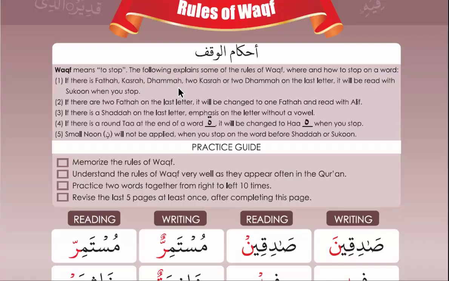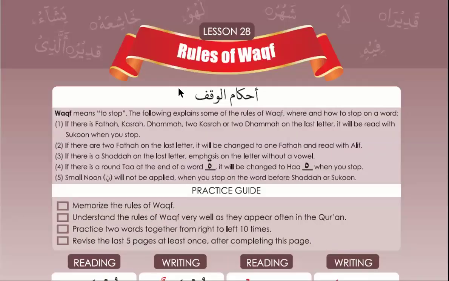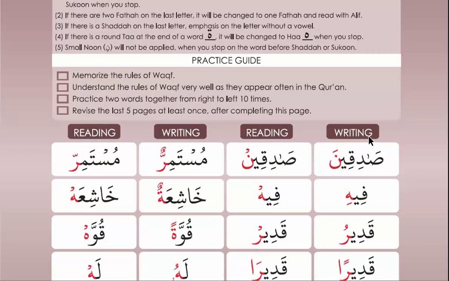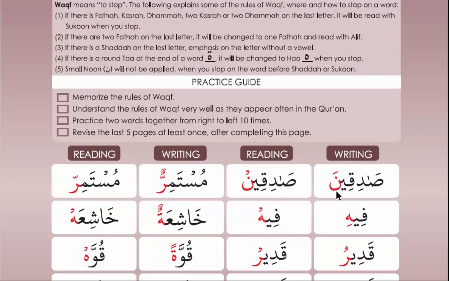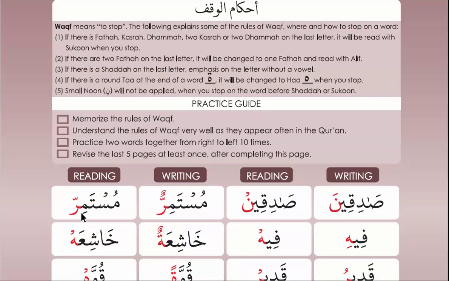How do they stop on every word? So once you get to lesson 28, inshallah, let's say they're stopping on the word sadiqeen. Until now, they don't know how to stop. So you're going to be teaching them how to stop in this lesson. صادقين, okay? مستمر. So some things like here, they're going to have to be applied. Ra is heavy here and then light over here. You have to figure a simple way to explain it.